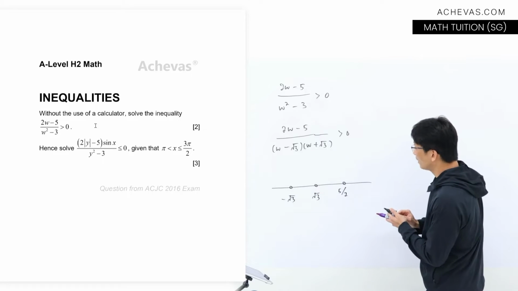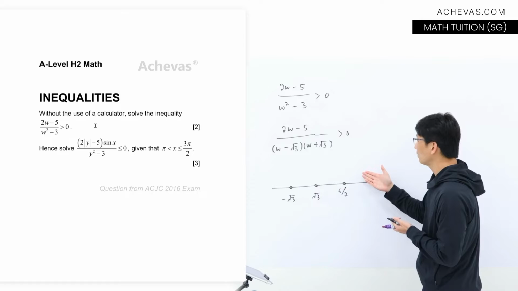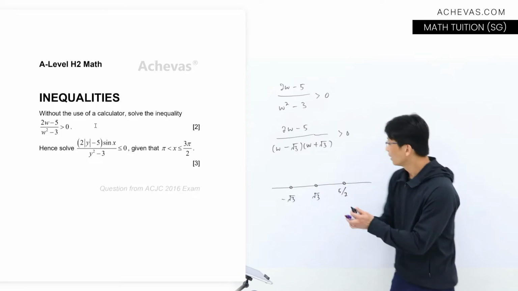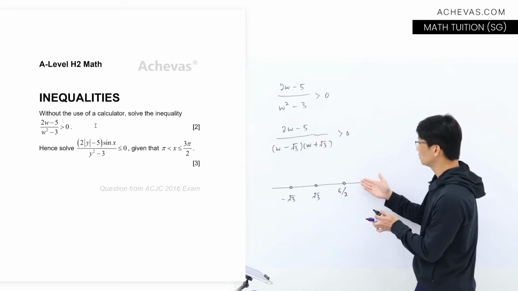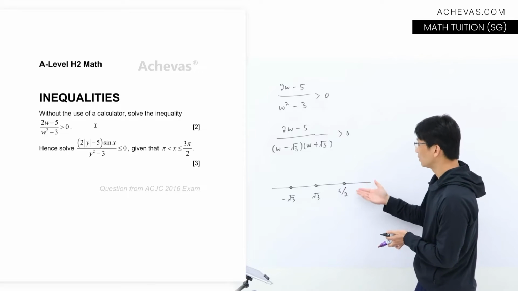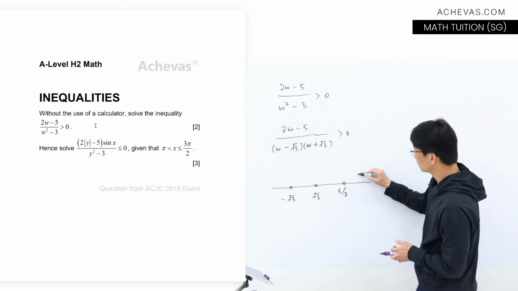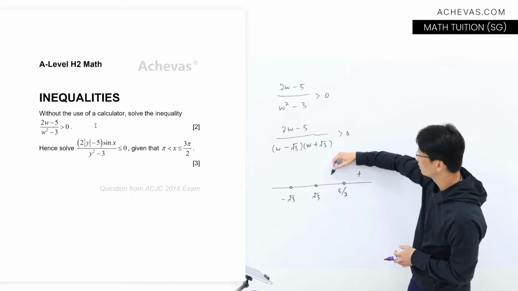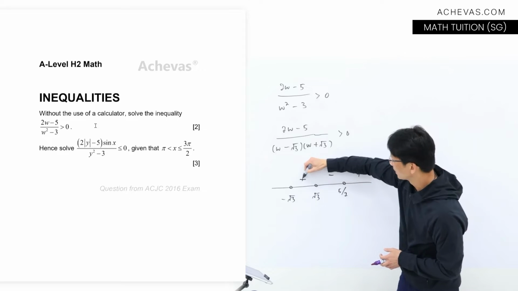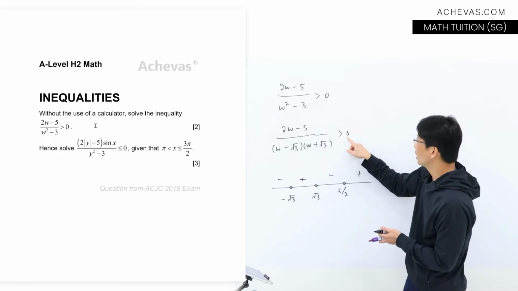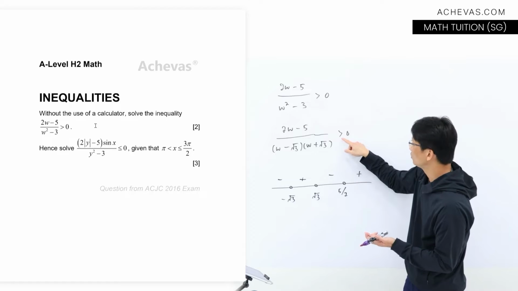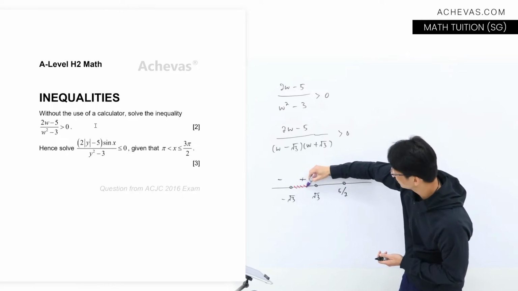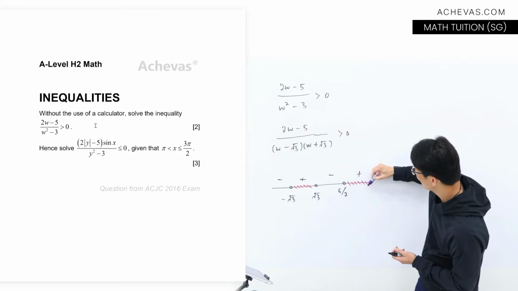Alright, we can just put some random values for each of these regions to identify the sign. For this region here, maybe we can put a value of w equal to 4, which will give me a positive value. Likewise, we do this for each region, and we get plus, minus, plus, minus. We want the inequality to be greater than 0. Greater than 0 will be positive. It will be this region here and here.